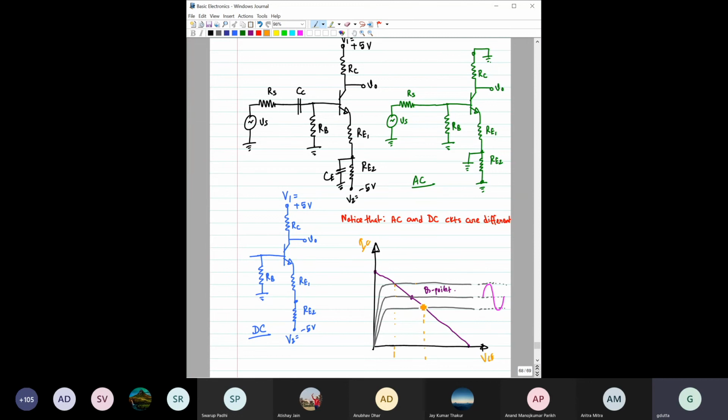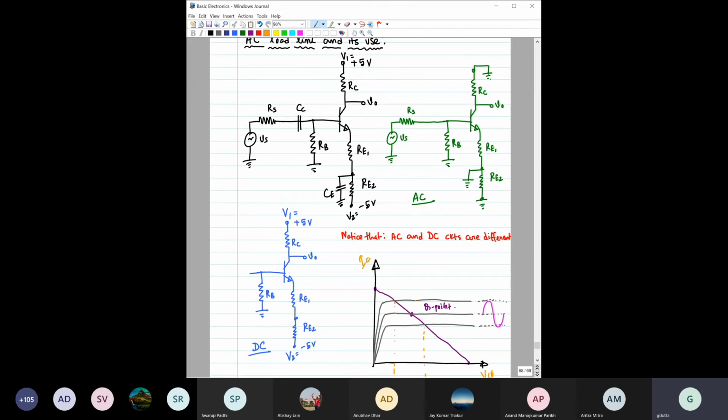So this is true for our previous analysis where the DC equivalent circuit and AC equivalent circuit were more or less similar. What do I mean by more or less similar? Now consider this circuit, which is similar to what we have done today. See, what is the AC equivalent here? For the AC equivalent, RE2 is shorted. So only the effect of RE1 you can see.